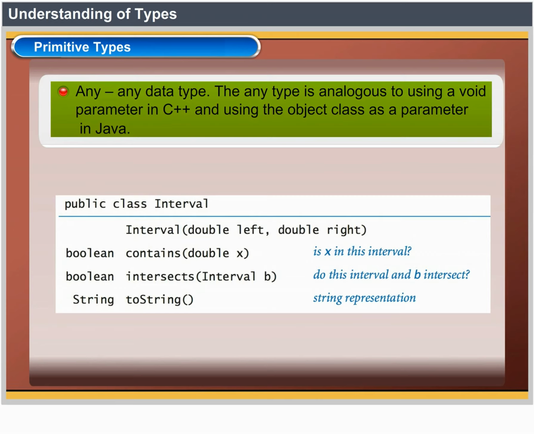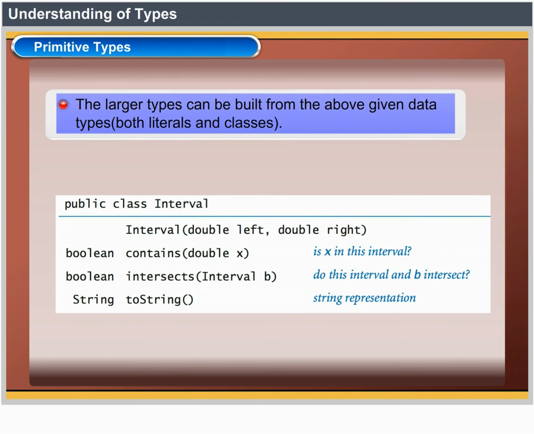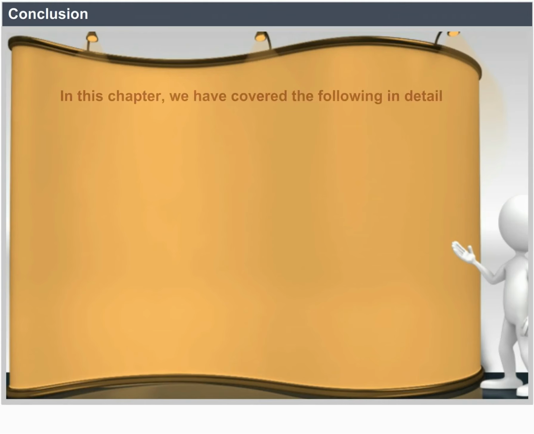Any data type. The any type is analogous to using a void parameter in C++ and using the object class as a parameter in Java. From these data types, we can build larger types, both literals and classes, that can be used to build even larger types. Conclusion. In this chapter, we have covered the following in detail.